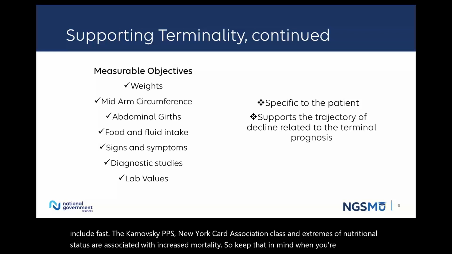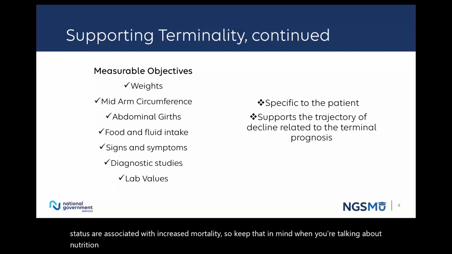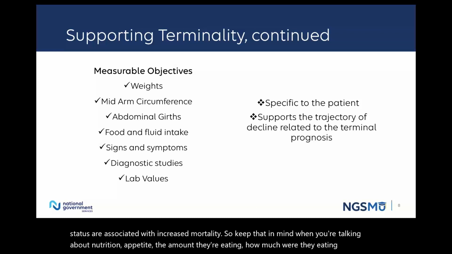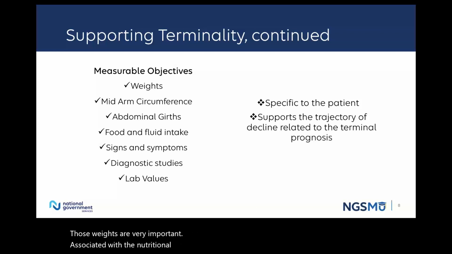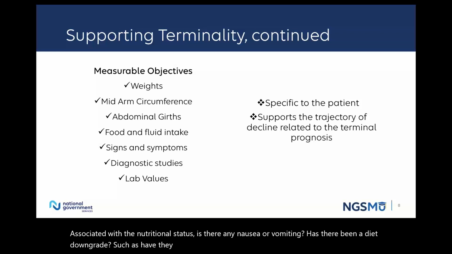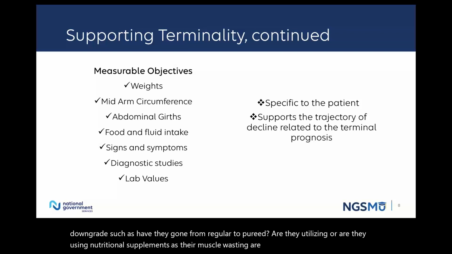When you're talking about nutrition, appetite, the amount they're eating, how much were they eating prior? Those weights are very important, associated with the nutritional status. Is there any nausea or vomiting? Has there been a diet downgrade, such as have they gone from regular to pureed? Are they using nutritional supplements? Is there muscle wasting? Are there bony prominences noted? How are their albumin levels?